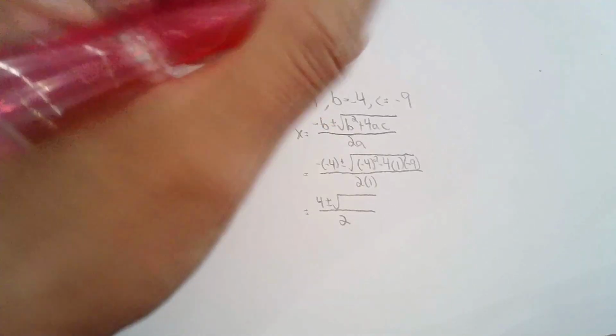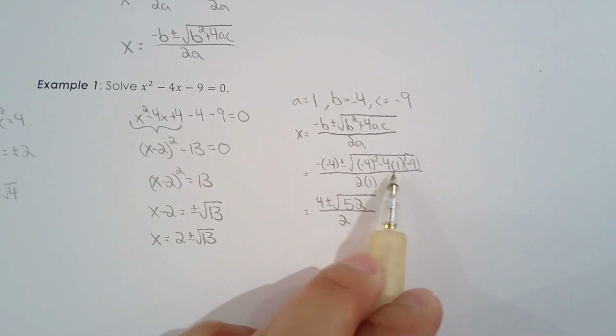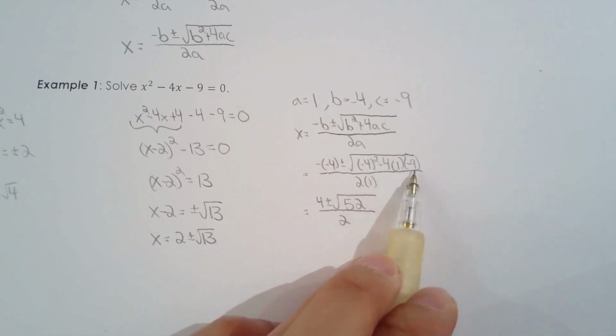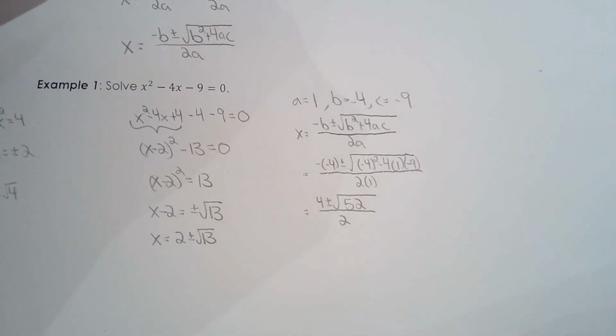This is 16 plus 36, which is 52. Be careful of the signs. A lot of students struggle with the signs here. So negative 4 times negative 9 is positive 36. And of course, if you square negative 4, that's going to be positive 16.